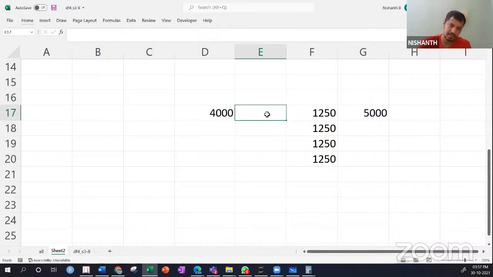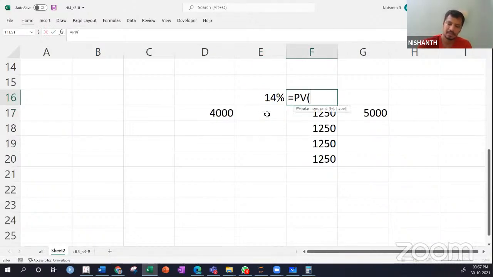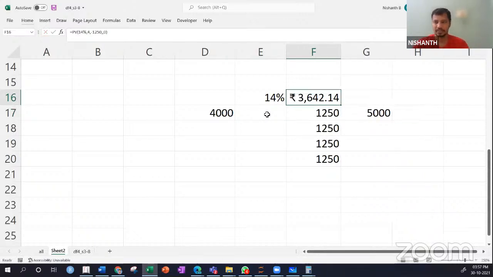But that's not the case. You should compare present with present. So 4,000 is something which you are giving now, and 1,250 you give in future in annuities. So what is the present value of this 1,250? What is the interest rate? 14%. So if you find the present value of this, rate is 14%, number of periods is 4, PMT is minus 1250, FV is 0. You get 3642.